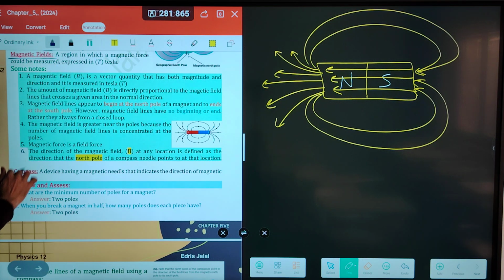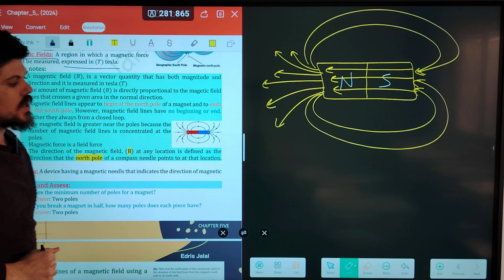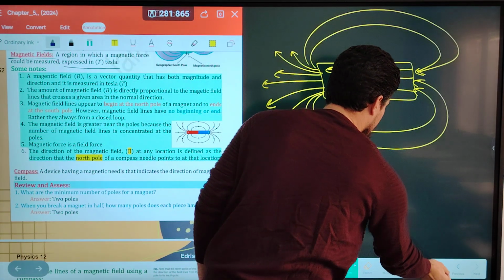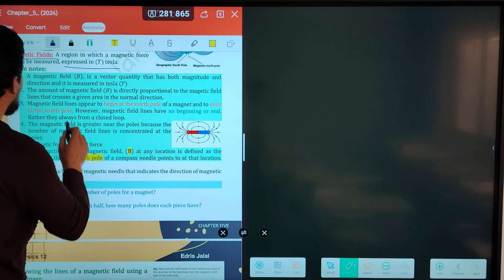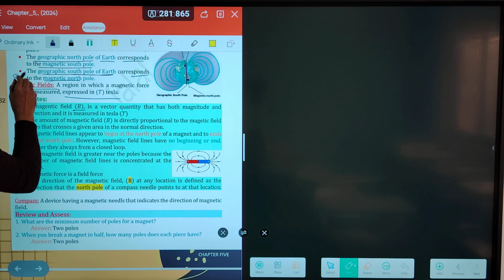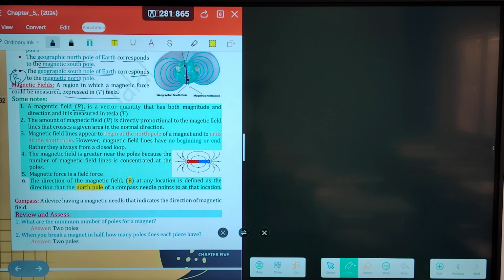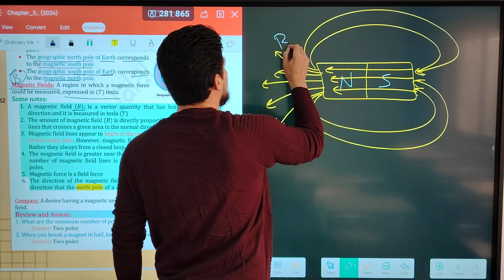We have some notes about the magnetic field. The magnetic field is measured in Tesla. The SI unit of magnetic field is what? It is Tesla. Its symbol is B. The magnetic field, B, what do you mean by this B? Capital B is the magnetic field, okay? This line is the magnetic field.